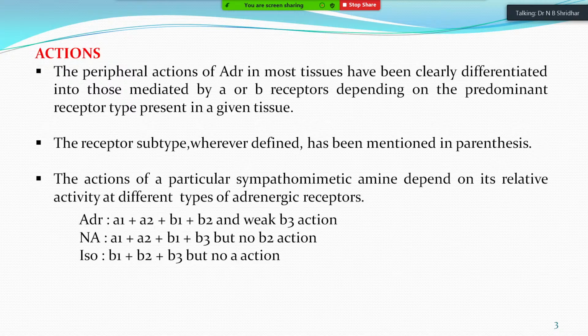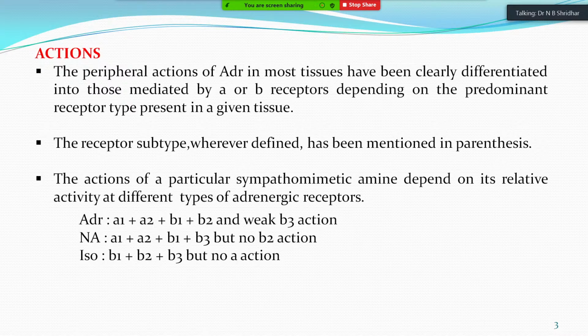The actions of a particular sympathomimetic amine depend upon its relative activity at different types of adrenergic receptors. For example, adrenaline is active on alpha 1 but also alpha 2, beta 1 and beta 2, whereas it has a weak action on beta 3 receptors, whereas noradrenaline has all the actions but does not have any action on the beta 2 type of receptor.